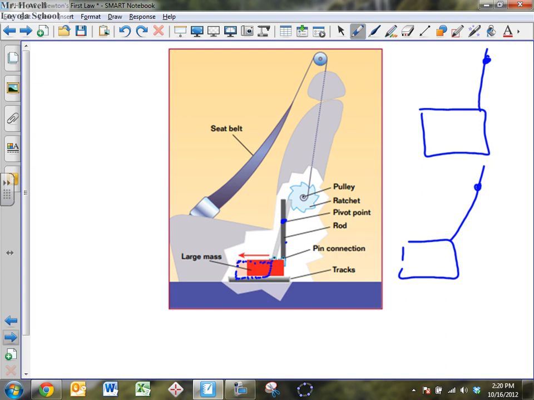Now, the rod in turn engages what's called the ratchet. This ratchet has these little teeth on it. When the rod engages the ratchet, it stops the ratchet from rotating. When the ratchet can't rotate, the seatbelt can't rotate on the conveyor belt, so it locks it shut.